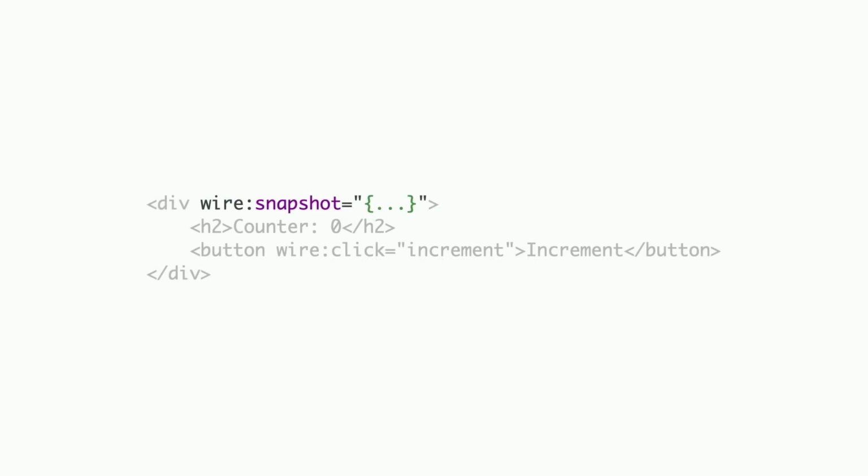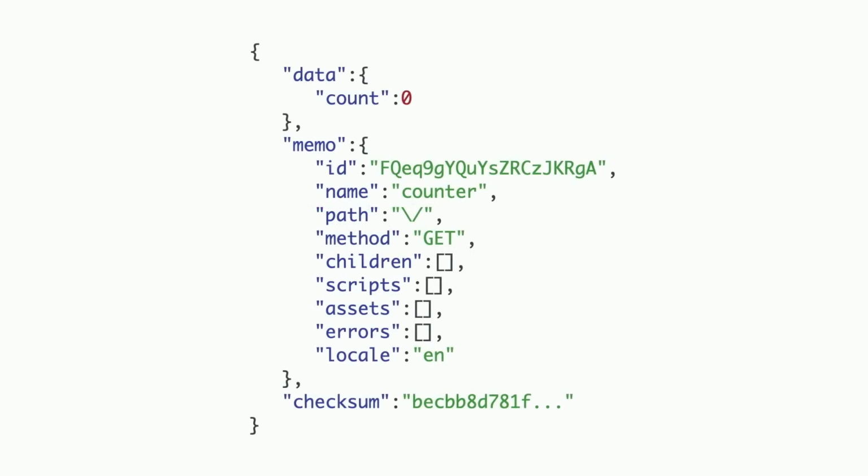Because if we take a look at the root element of our components, we have something called wire:snapshot that has been added, and this is not something that we did. If we take a look at the wire:snapshot, we can see that this contains a JSON object. It consists of a data object that contains the public properties of our component. We have a memo. This is used internally by Livewire to track the components on the page, like the name, the ID, whether it has child components. And finally, there's a checksum to ensure that this data is not tampered with. So this data is also used by the client side of Livewire.